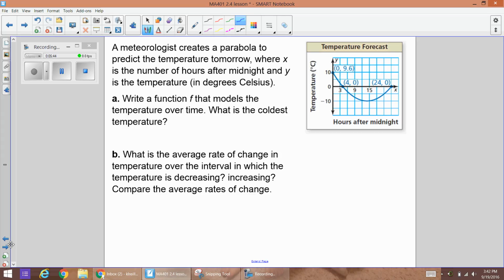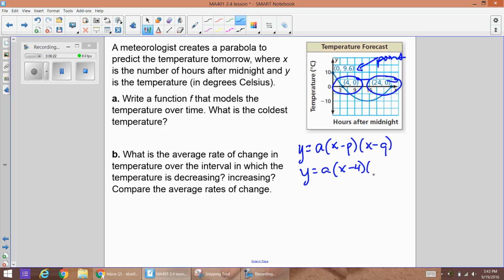The first thing we needed to do is decide which form to use. And if you notice, they have given us the intercepts and they've given us a point. So that's a point and those are the intercepts. So we want to use intercept form. So I'm going to work over here on the side. So that would be y equals a times the quantity x minus p times the quantity x minus q. So y equals a is what I'm looking for. That's x minus 4 and x minus 24 because those are our intercepts.